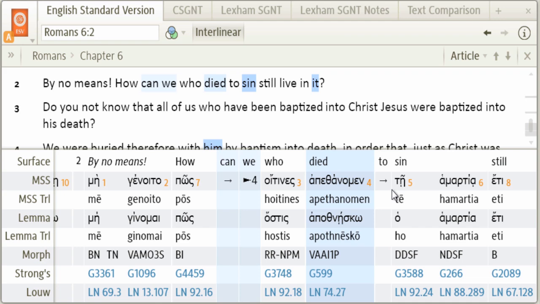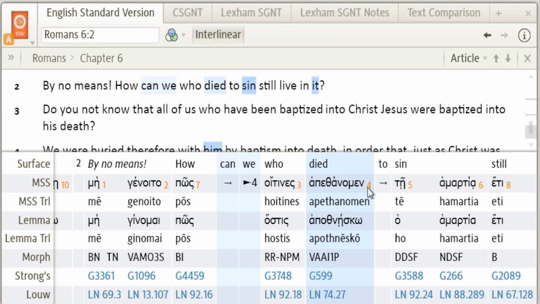And now we want to think a little bit more about the relationship between te hamartia, which is translated "to sin," and this Greek verb apethanomen, which is translated "died." Do you see how this phrase in the dative case limits the action of the verb? We didn't just die in general, or die in such a way that we don't have life. We died with respect to something. We died with respect to sin.